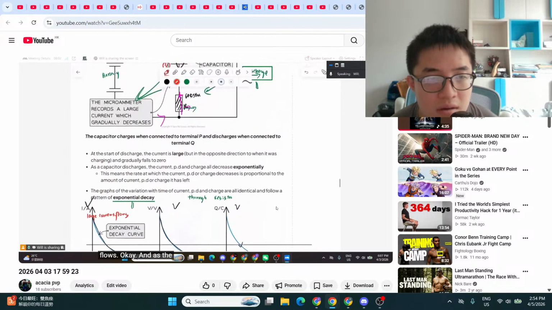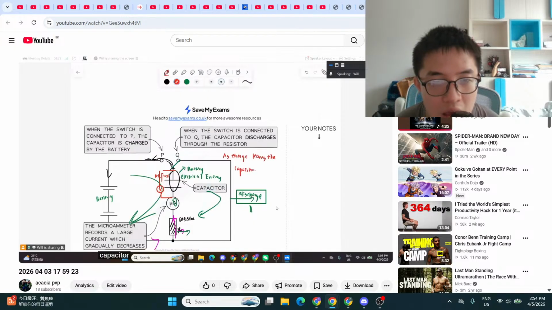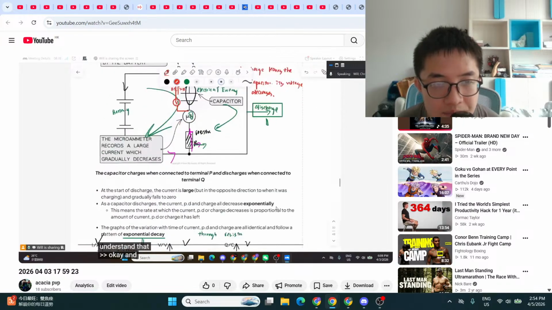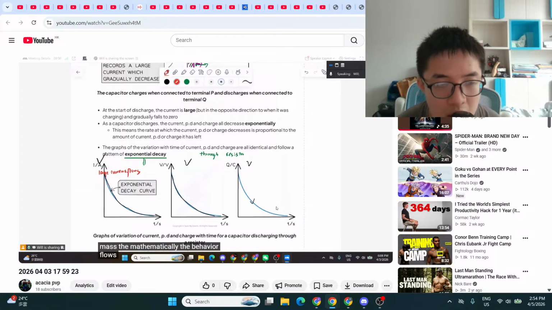As the charge leaves the capacitor, its voltage decreases, right? Understand that? And the lower voltage means a smaller current, so the charge leaves more slowly. This causes the voltage to drop quickly at the beginning and then more gradually over time. So mathematically the behavior follows an exponential decay function, so the graph is an exponentially decreasing curve. Understand that?